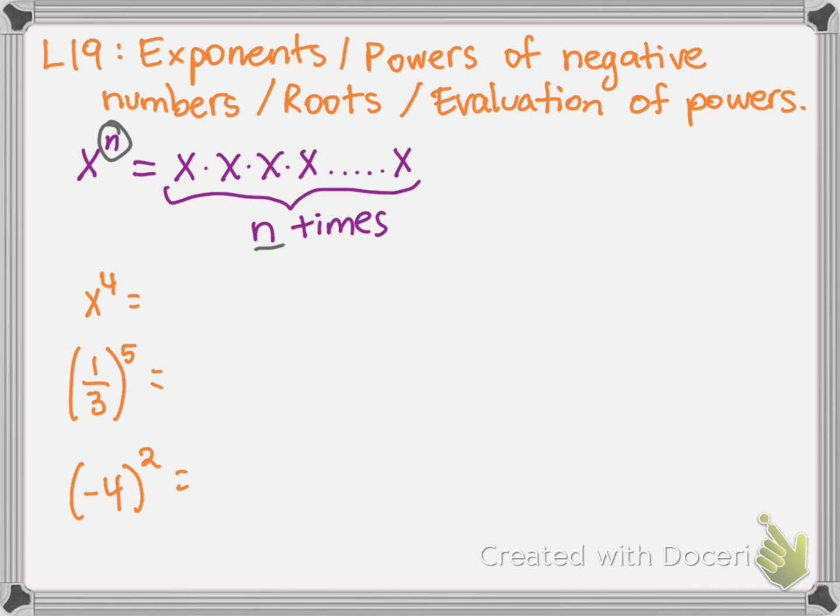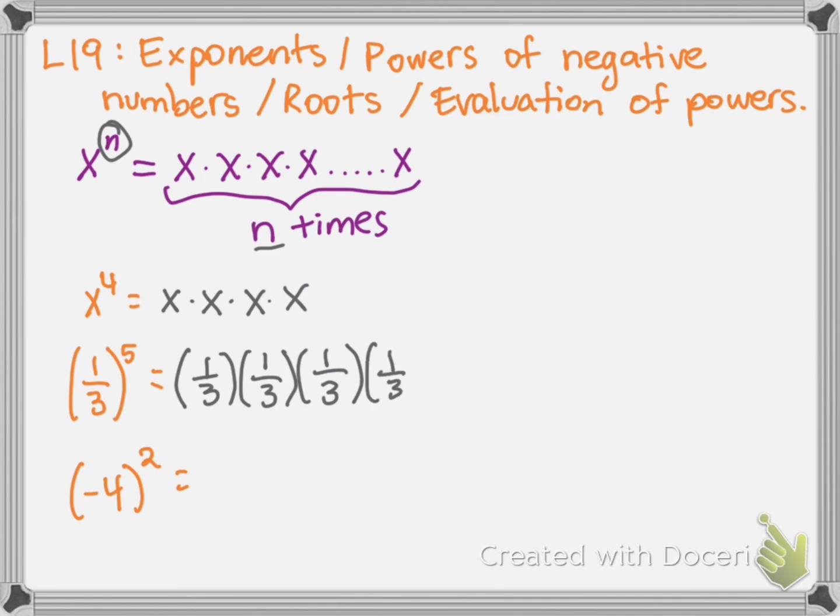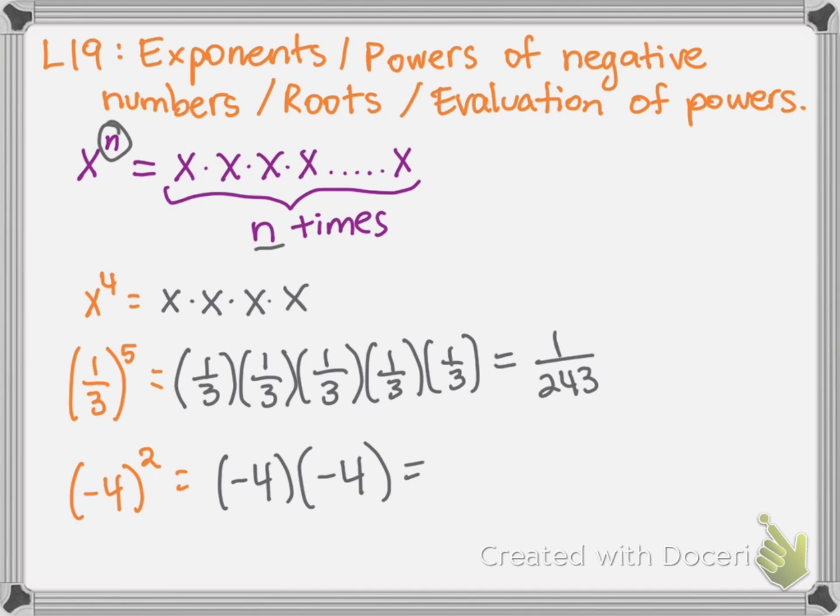For example, if we have x to the fourth power, it means we have 4 x's. And that's it. Now, 1/3 to the fifth power means that we have 1/3 5 times. In this case, we can simplify: 1/3 times 1/3 times 1/3 times 1/3 times 1/3 will be 1/243. Then negative 4 to the second power is negative 4 2 times, so negative 4 times negative 4. In this case, I have to consider the negative, so negative times negative is positive 16.